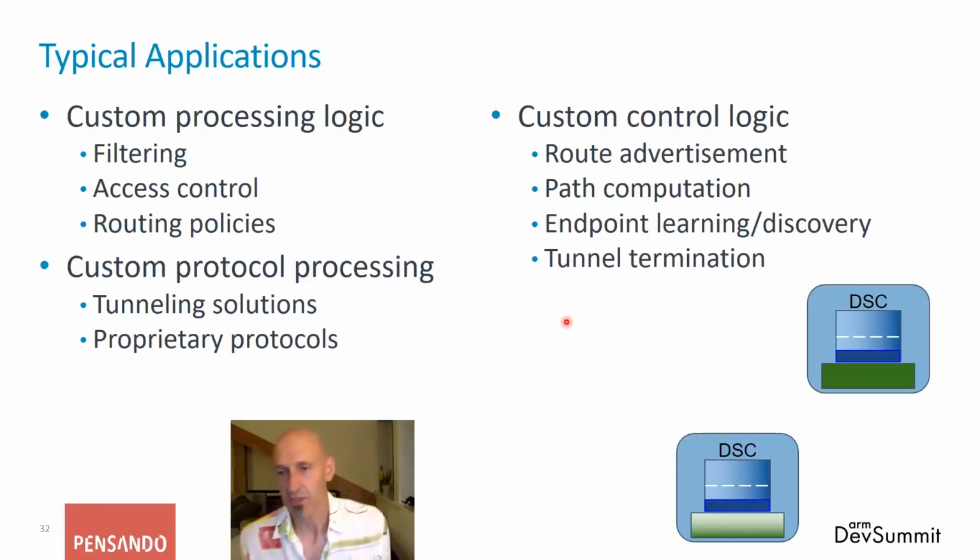What kind of application can we support with this model? Well, we can support applications that have custom processing logic of packets, like, for example, specific filtering of packets, specific access control, or specific routing policies when packets are forwarded, or custom protocol processing, like custom tunneling solutions, proprietary protocols, or protocols that are not extremely common, or custom control logic, like different routing protocols, different path computation algorithms, different ways of discovering endpoints or terminating tunnels.